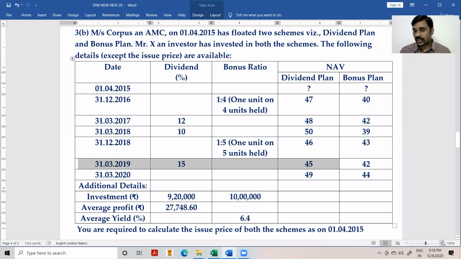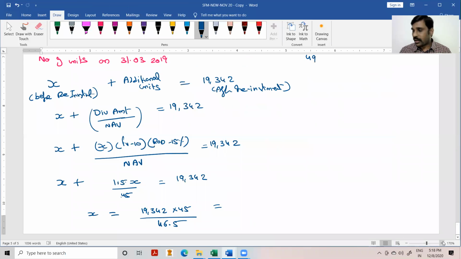18,718 is the number of units as simple as that. It will be 18,718, the number of units as on 31st March 2019. So after that, if you take this point, right. Next.